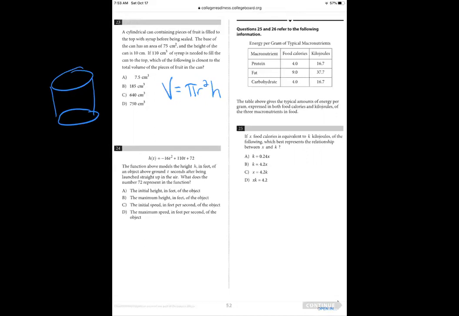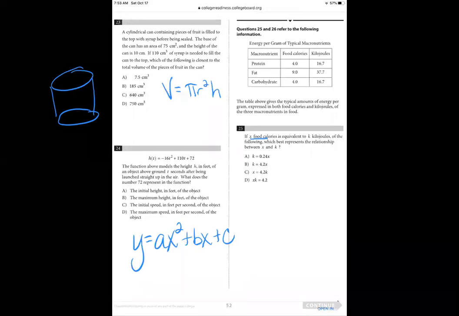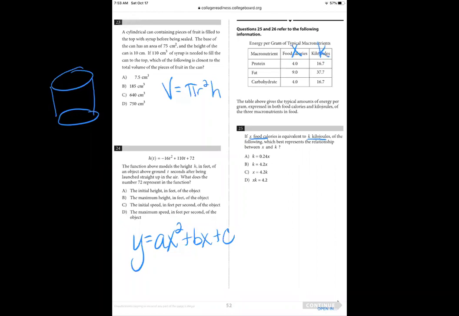For number 24, the hint is to know that the standard form for a quadratic is y equals ax squared plus bx plus c. And then lastly, for 25, this one isn't so bad if you acknowledge they're going to represent the food calories with X and the kilojoules with K. Okay, so go ahead and pause now. Give these problems a try if you haven't already done so, and we'll go back through the answers and work for them.